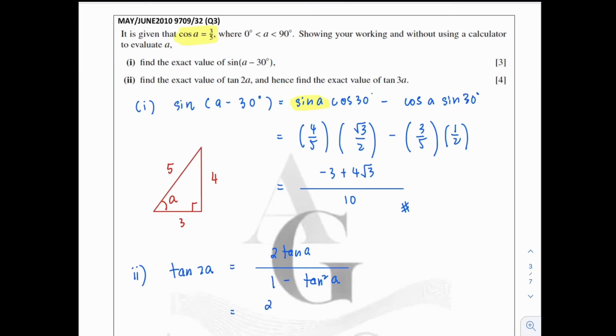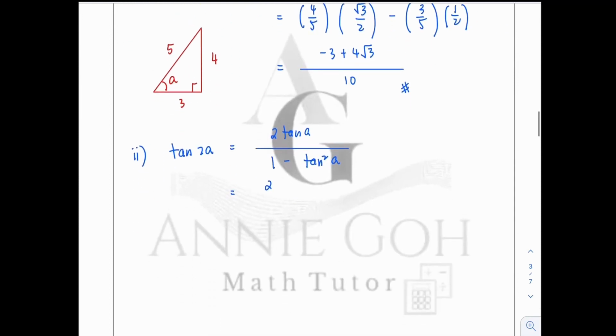So what's the value of tangent A? You can actually get it from the same right angle triangle. For the tangent A, it should be equal to opposite over adjacent, which is 4 over 3, over 1 minus tangent square A, which is 4 over 3 squared. So the final answer, you can just get it from your calculator, which is equal to negative 24 over 7.